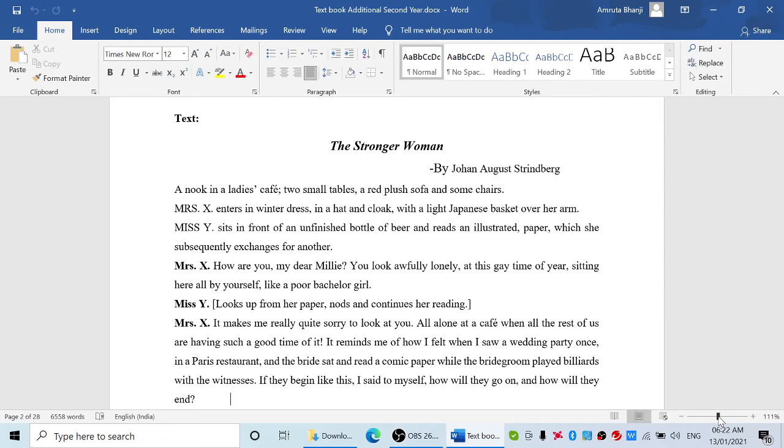Two small tables are kept there. Mrs. X enters in winter dress, in a hat and glove, with a light Japanese basket over her arm. Miss Y sits in front of an unfinished bottle of beer and reads an illustrated paper, which she subsequently exchanges for another. So Mrs. X carries some luggage, a Japanese basket over her arm. Miss Y is already there in the cafe, and the meeting has been arranged by Mrs. X with Miss Y.